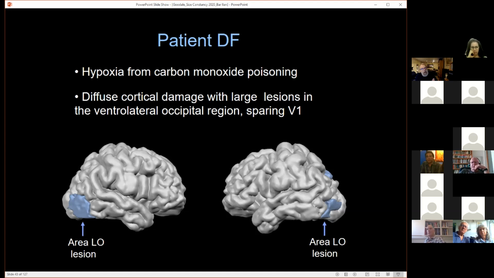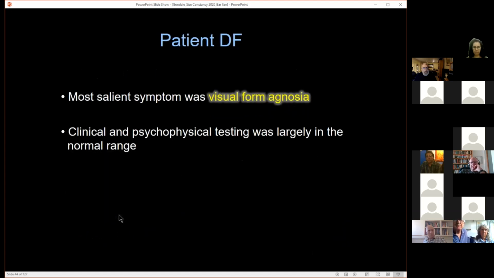She was a woman who developed hypoxia from carbon monoxide poisoning. And in these much more recent structural MRIs, you can see that she has bilateral damage to area LO, quite complete damage to area LO in both hemispheres. And of course, her most salient symptom is visual form agnosia. She can't recognize objects on the basis of their form, but her clinical and psychophysical testing in terms of acuity and so on is essentially in the normal range, with some deficits at low spatial frequencies.